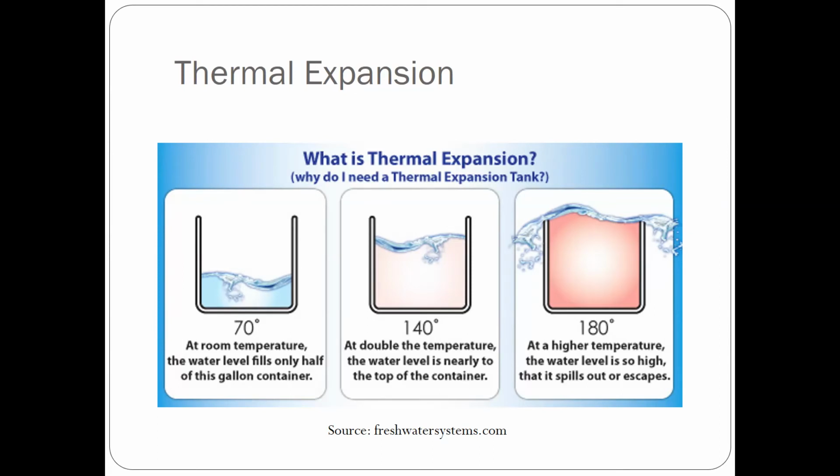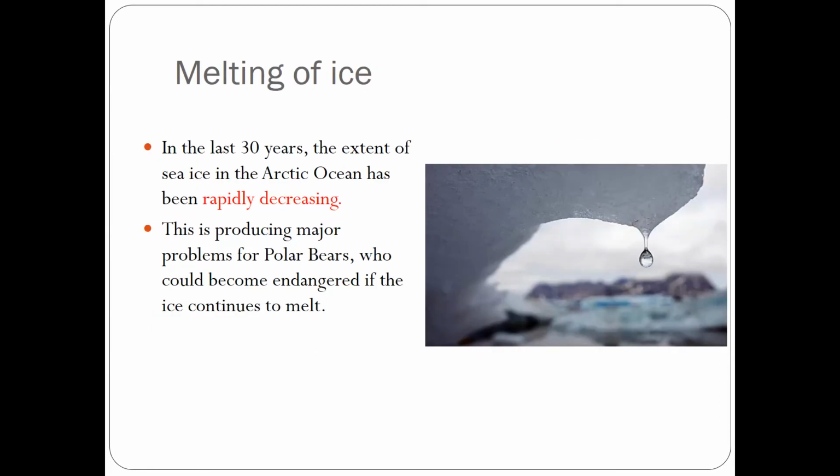Now, what about ice? Well, the poles have been warming up much more than the equator has. As a result, ice near the poles has begun melting rapidly. This causes a lot of problems. If you're a polar bear, you need that ice to live on. If the ice continues to melt, polar bears might become endangered.